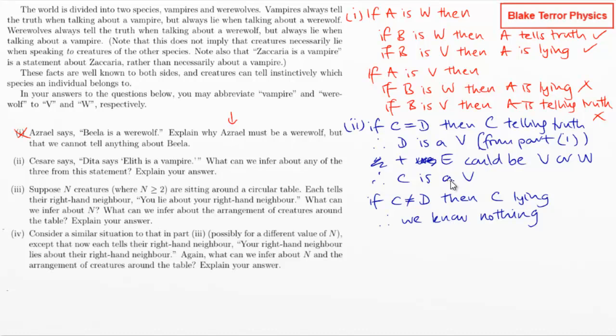I mean, we don't know. Anything could be going on still. So we've got nothing definite. I mean, they could be the same, in which case they're both vampires. Oh well, we know they're not both werewolves. So that's something, isn't it?